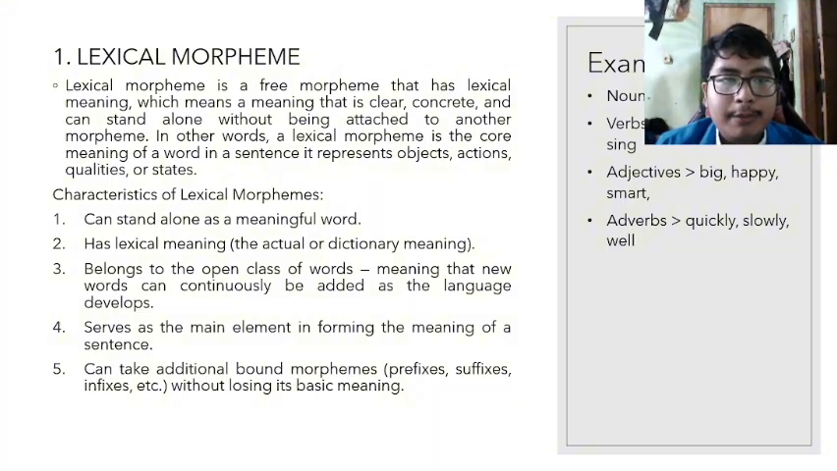Characteristics of lexical morpheme. For the first one, it can stand alone as a meaningful word. The second is it has lexical meaning, the actual or dictionary meaning. For the third, it belongs to the open class of words, meaning that new words can continuously be added as the language develops. For the fourth, it serves as the main element in forming the meaning of a sentence. The fifth, it can take additional bound morphemes like prefix, suffix, infix, and etc. without losing its basic meaning.